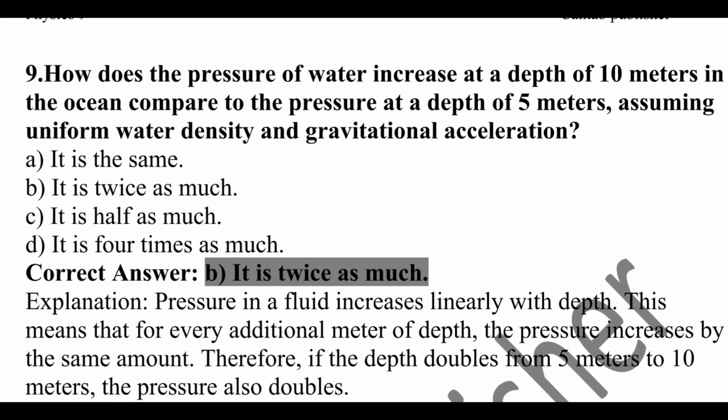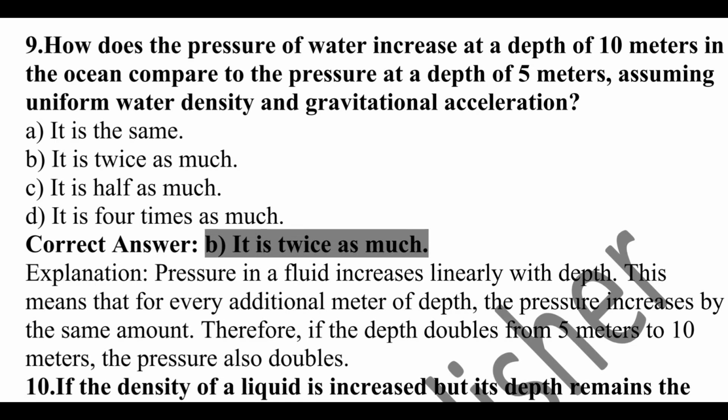Question number 9. How does the pressure of water increase at a depth of 10 meters in the ocean compared to the pressure at the depth of 5 meters, assuming uniform water density and gravitational acceleration?